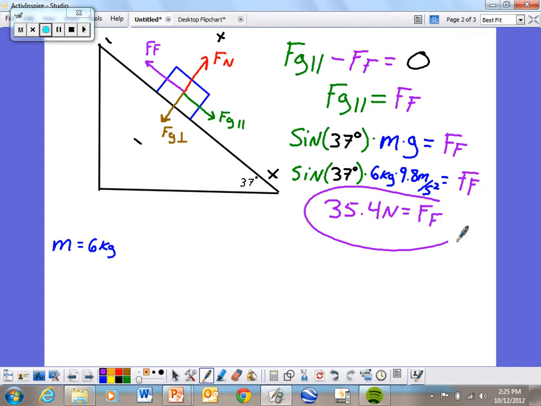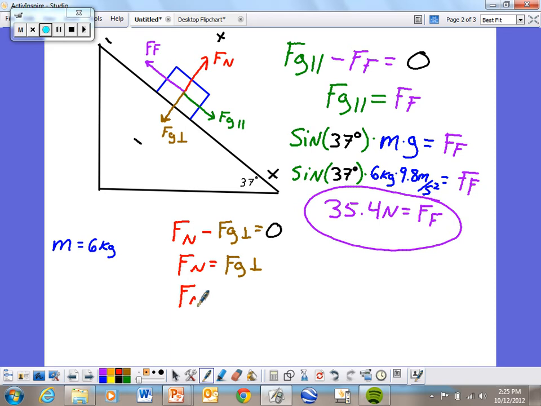So that's one down. Now I want to get my y direction stuff. That's my normal force and gravity perpendicular. Normal force is the upward one, so that's positive. Gravity perpendicular is the downward one, so that's going to be negative. Add those two things together, and we get 0. A little algebra tells us that the normal force is equal to gravity perpendicular.